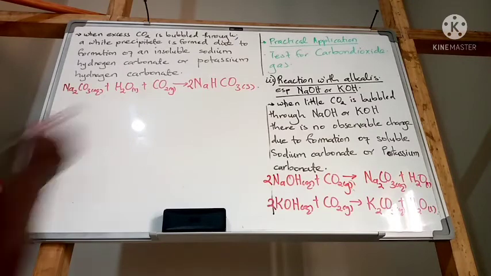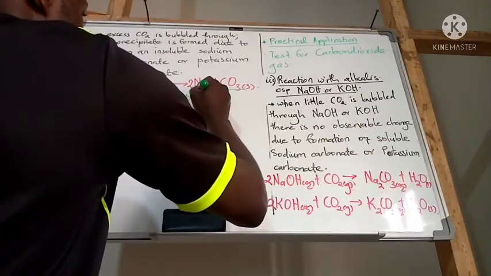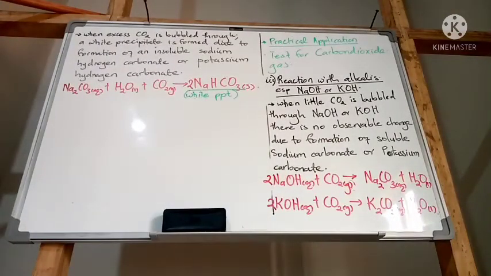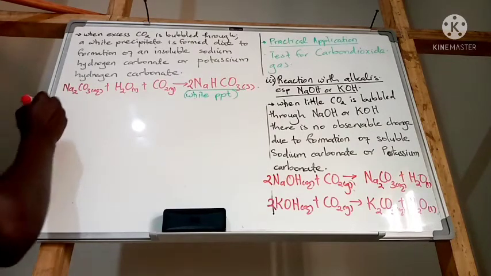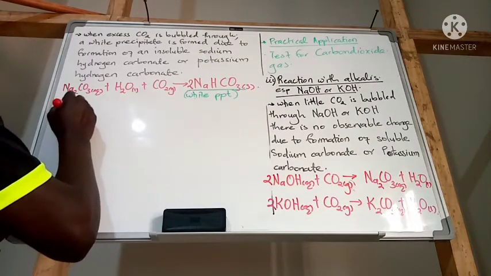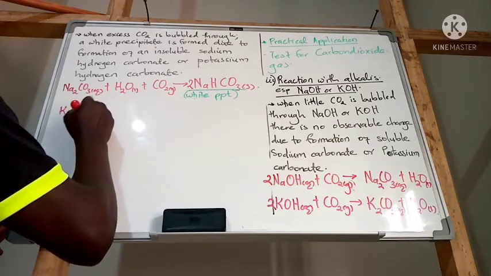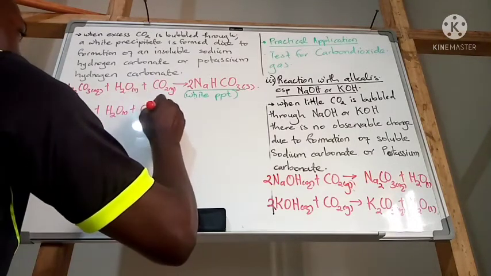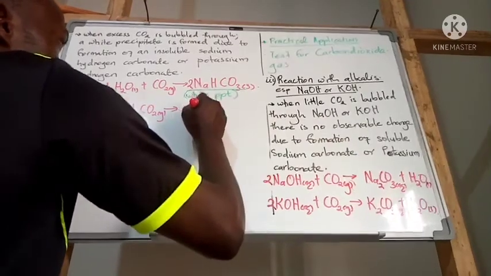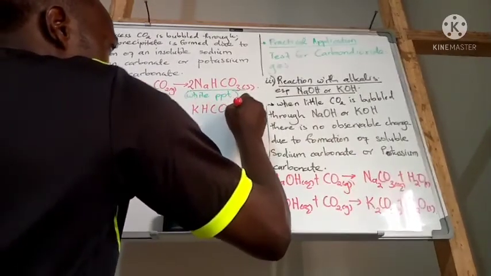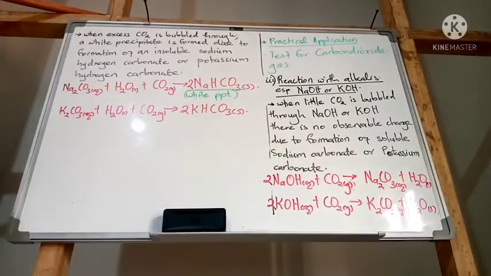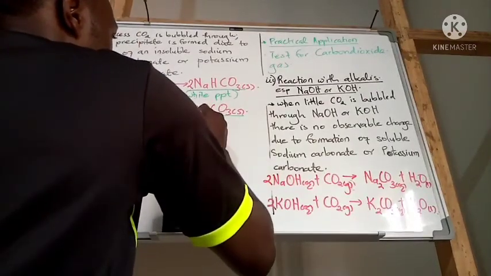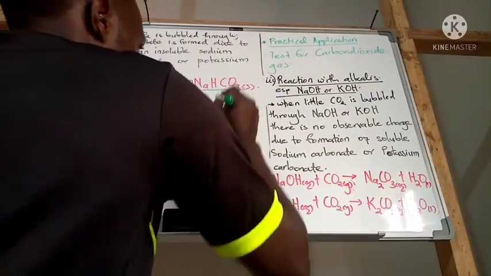So we are going to see this as a white precipitate because that salt is insoluble. Likewise, if we take the mixture of potassium carbonate and water, and we bubble carbon dioxide through, we are going to form potassium hydrogen carbonate, which is a solid. The same values will balance, and the same observation, because this is a white precipitate.